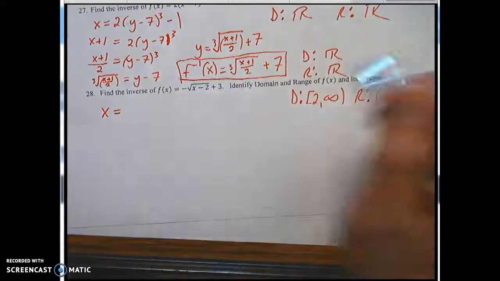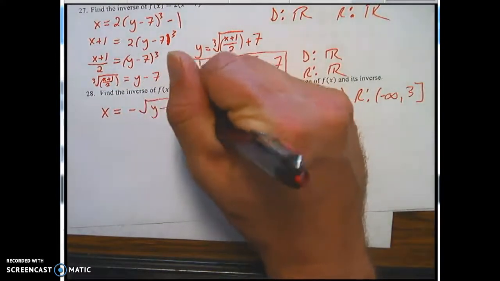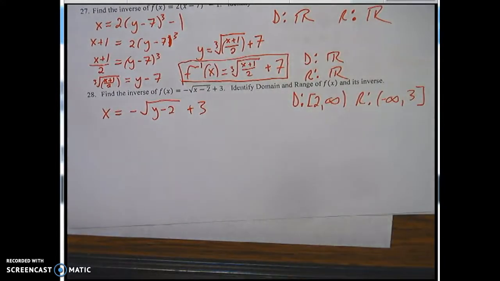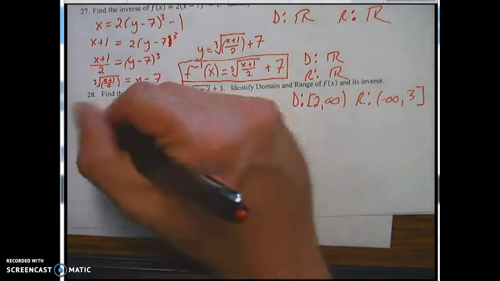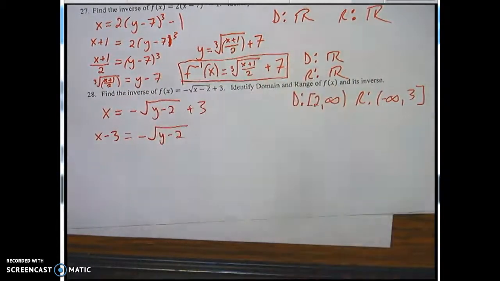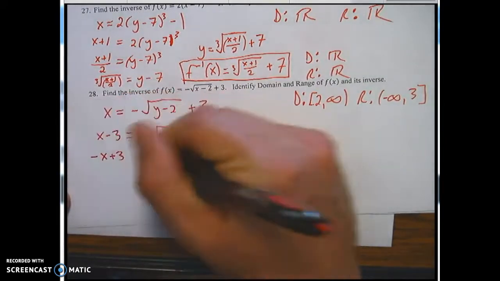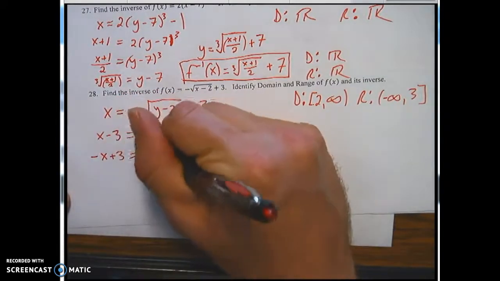Let's do x equals negative square root of (y minus 2), plus 3 to find the inverse. First step, subtract the 3. You've got x minus 3 equals the negative square root of (y minus 2). At this point, you want to get rid of that negative by multiplying or dividing by negative 1. Doesn't matter. Get the same result. You end up with negative (x minus 3) equals the square root of (y minus 2).